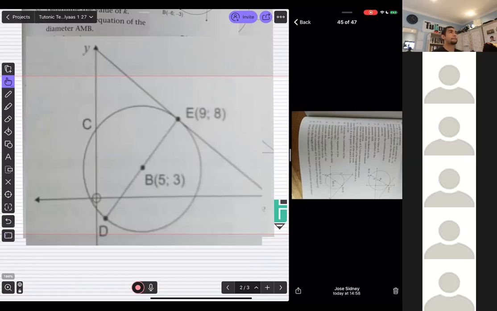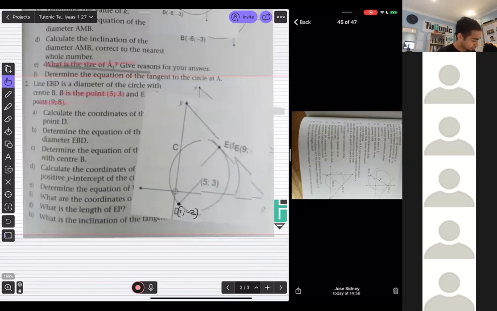Can we use midpoint again because B is the center? There we go. Right, you can use midpoint. And then you'll get 1 and -2, if you do the midpoint.